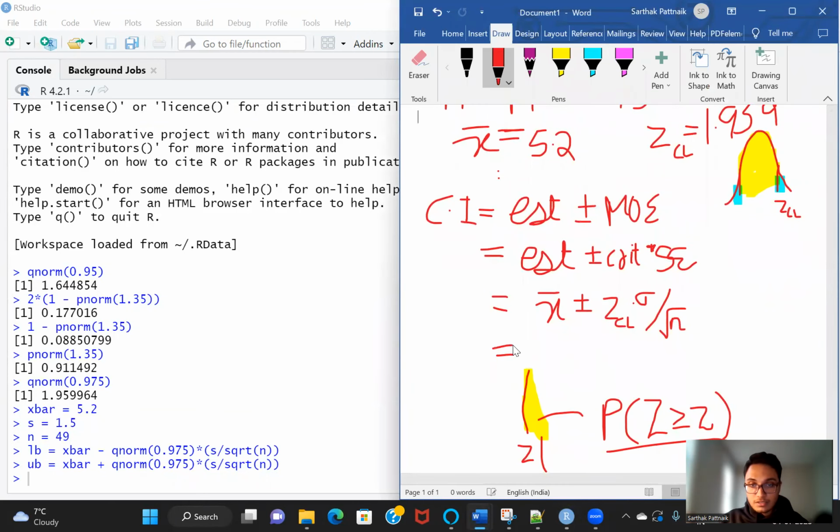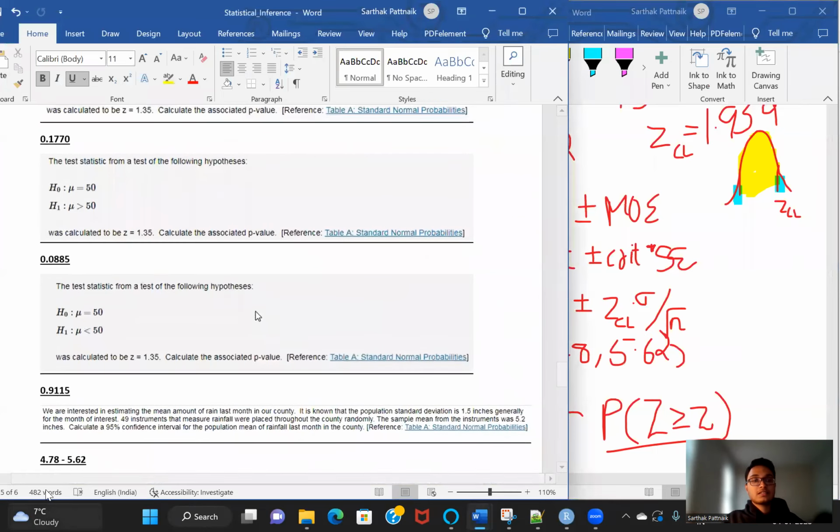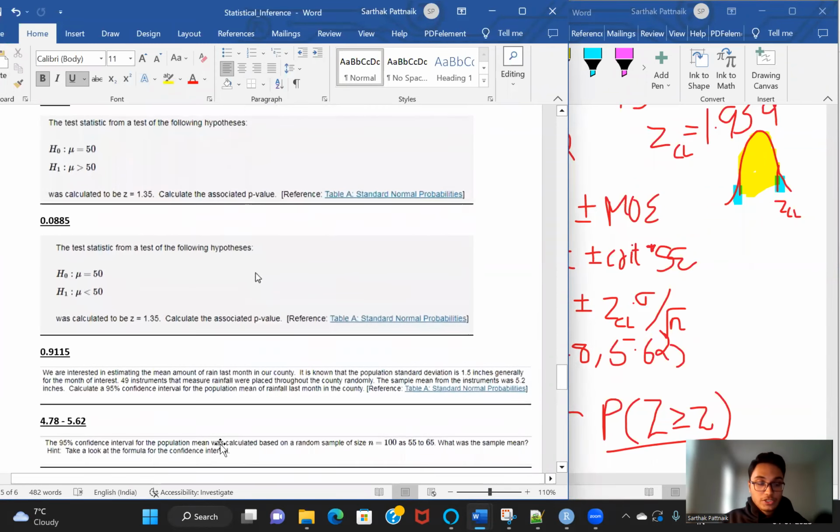So this comes out to be 4.78, pardon my handwriting, 5.62. Okay, let's see what the exact answer is, and that is what exactly we are getting. Let's move on to the next question, and let's try and solve the next question.